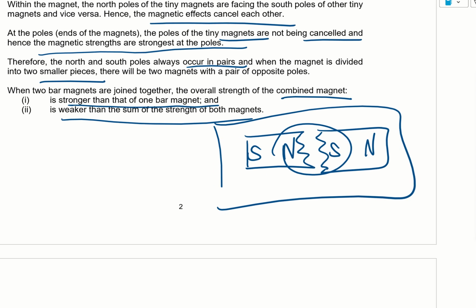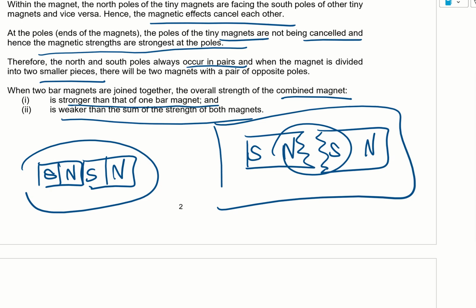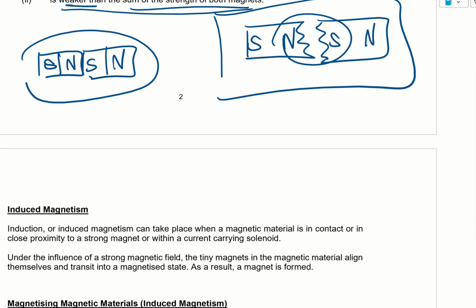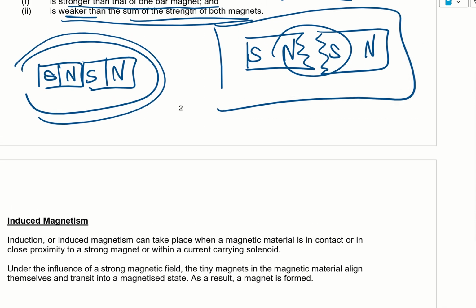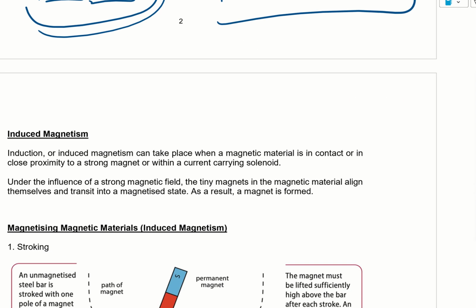Okay, that means if I have two magnets, north and south, and then I join them together, right, the total strength will be weaker than the sum of the strength of both magnets. Okay, but the total strength will still be stronger than that of one bar magnet. Okay, so it will not be equal to the sum of the strength of the magnets or larger than that.